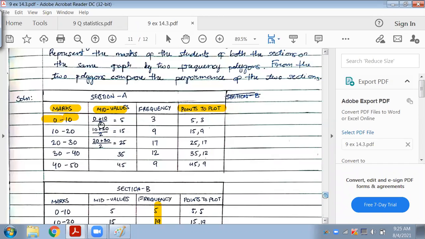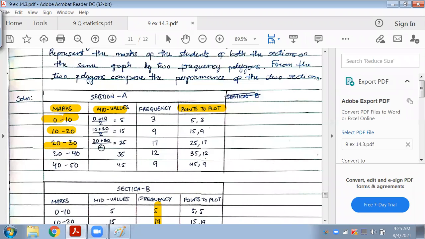So it will be 0 plus 10 by 2. 0 plus 10 is what? 10 by 2. How much? 5. Again, second one will be what? Second mid value will be what? 10 plus 20 by 2. 10 plus 20 is 30. 30 by 2 is how much? 15.